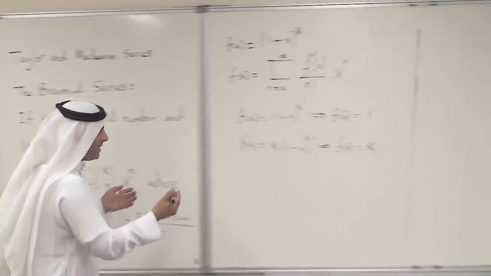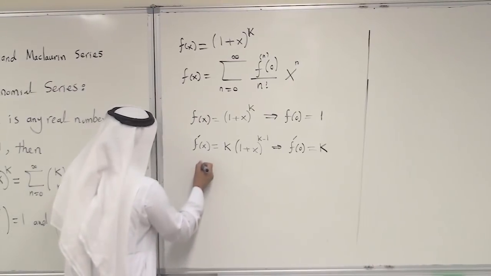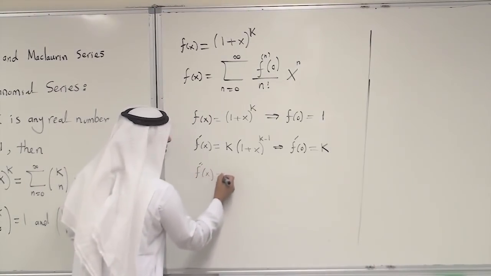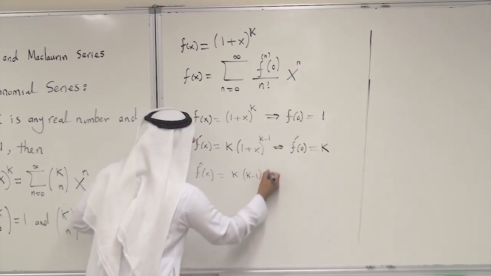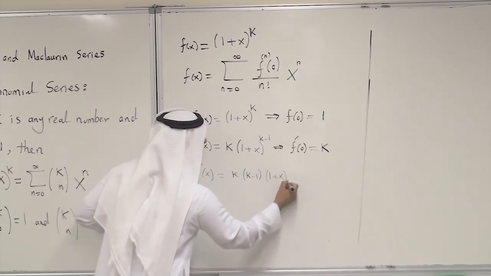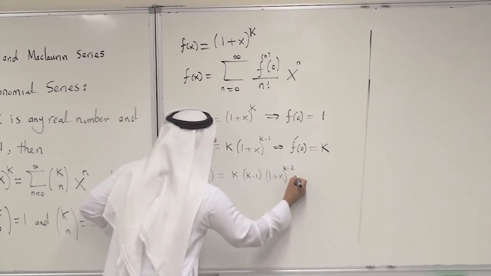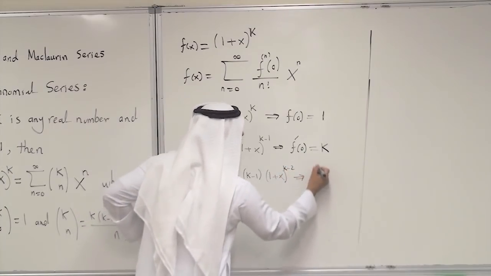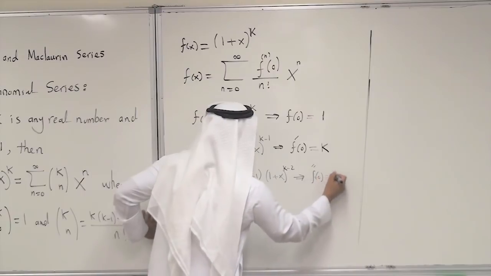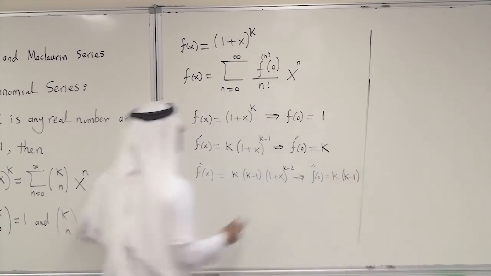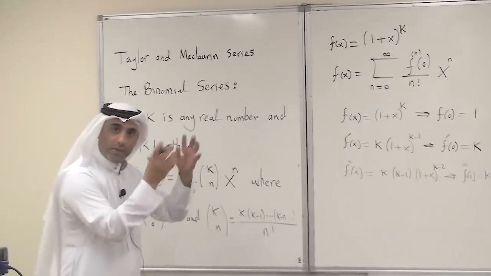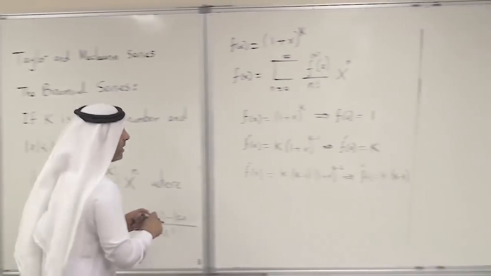What is next? The second derivative. The second derivative of the function at x is equal to k times k minus 1 times (1 plus x) to the power k minus 2. So this implies the second derivative at 0 is k times k minus 1. Okay, let's do more so that we can see the generalization here.